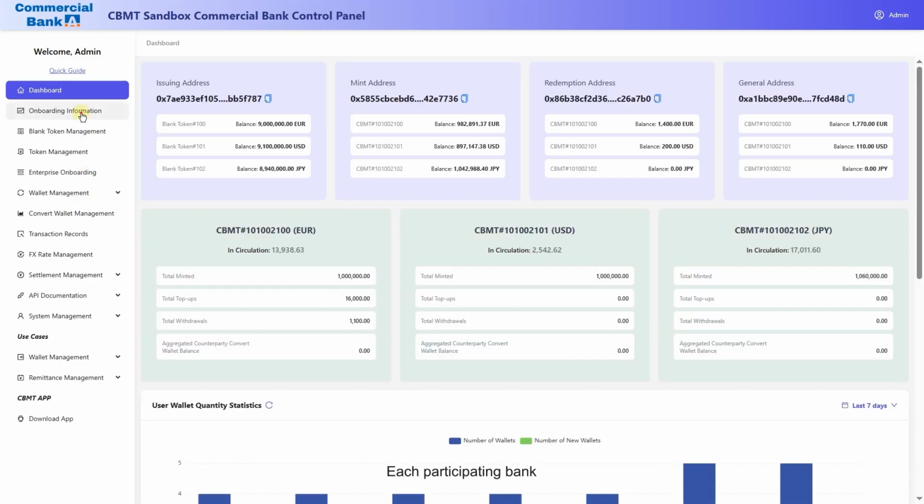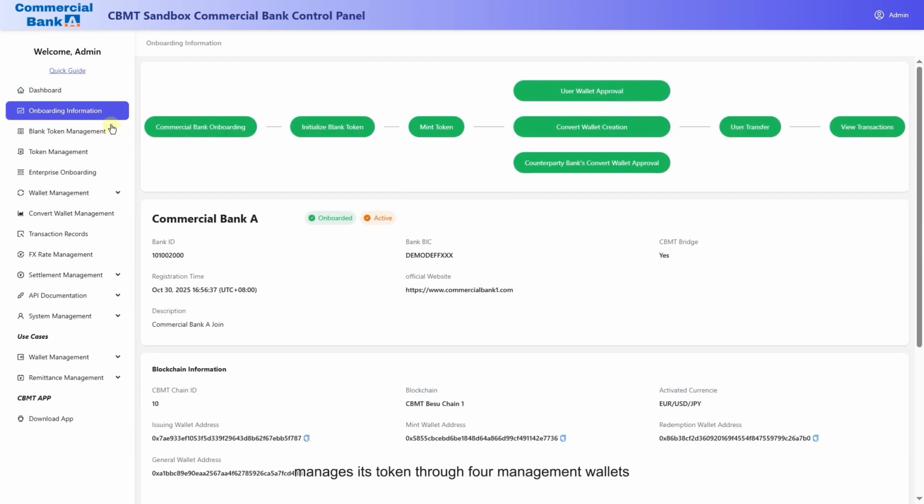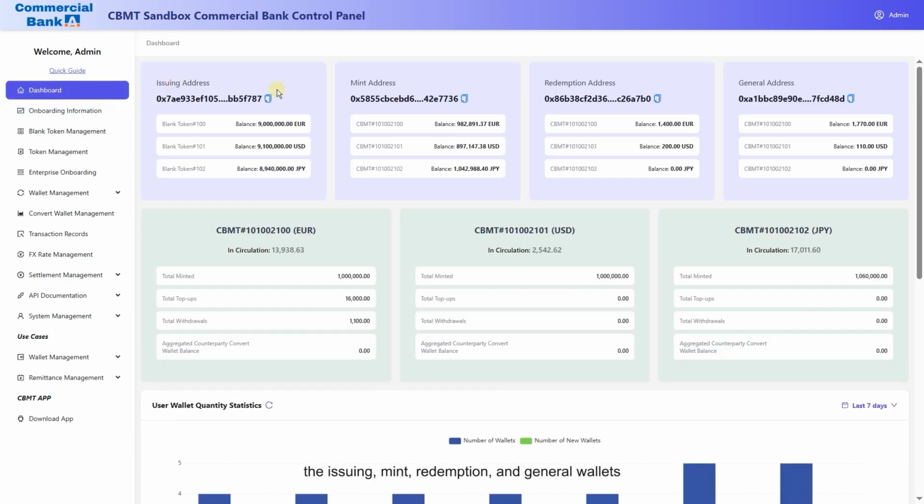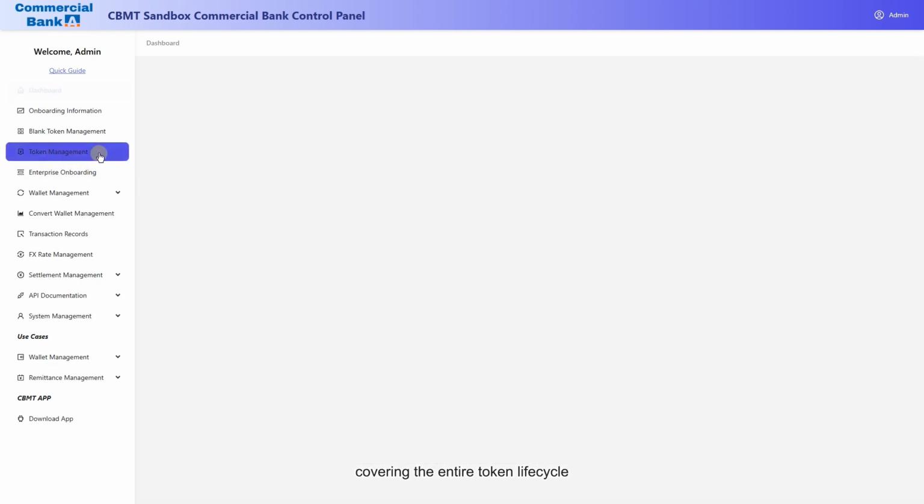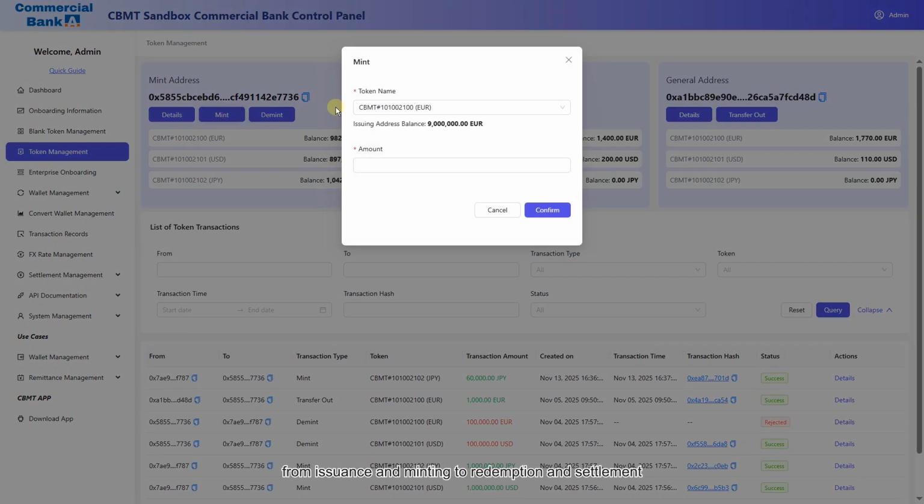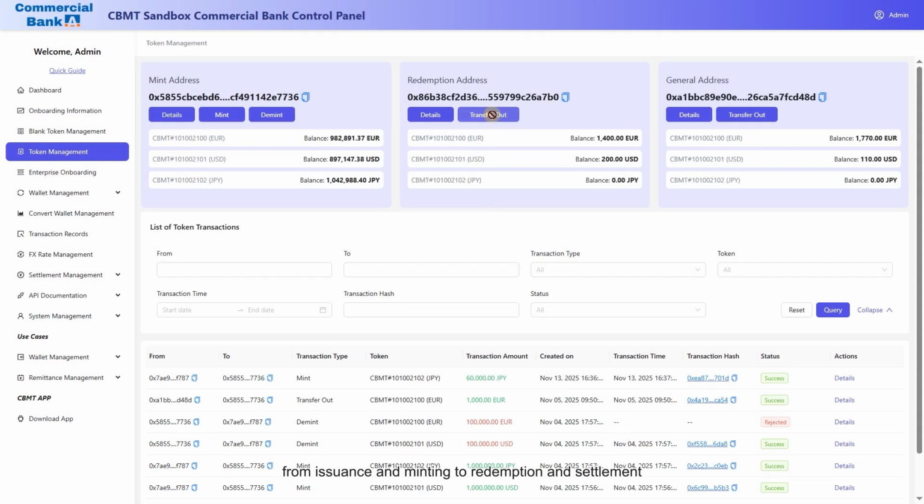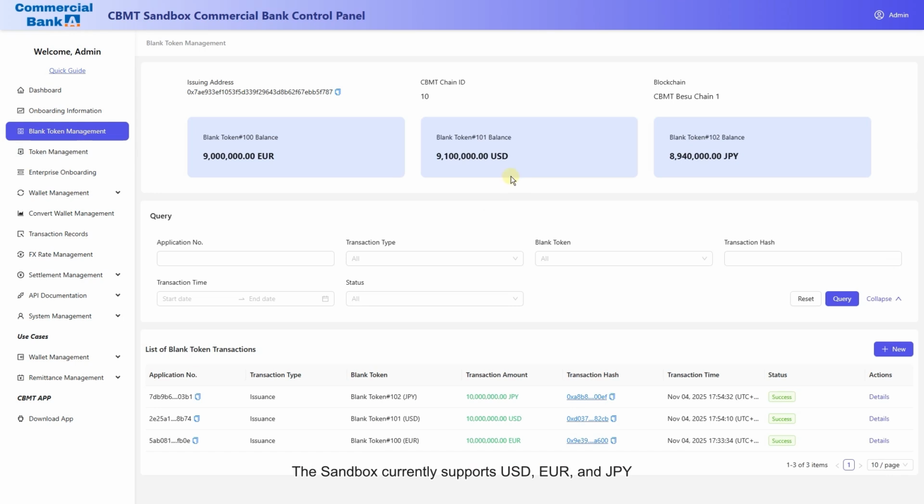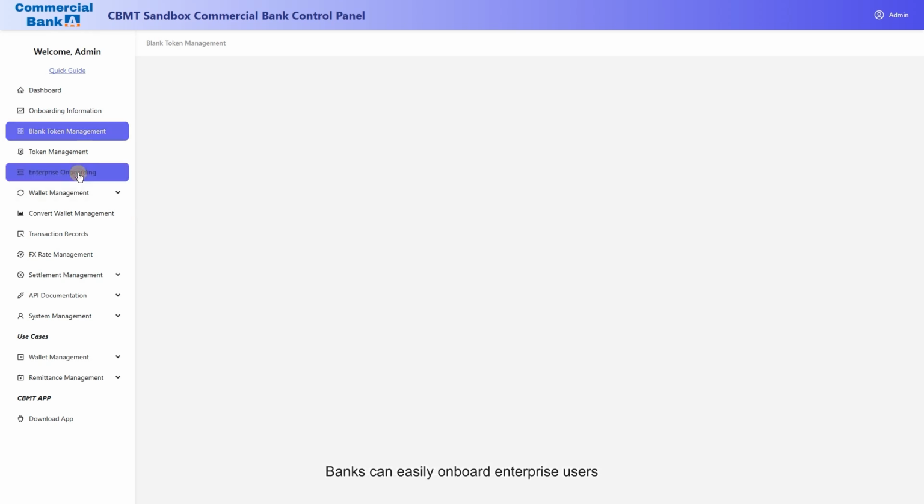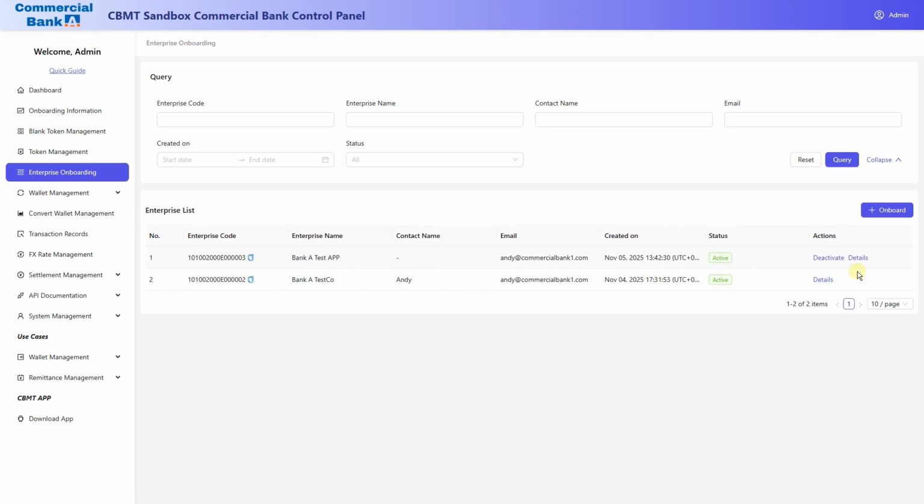Each participating bank manages its token through four management wallets: the issuing, mint, redemption, and general wallets, covering the entire token lifecycle, from issuance and minting to redemption and settlement. The sandbox currently supports US dollar, euro, and Japanese yen, and can be expanded to include other currencies as required by the CBMT Working Group. Banks can easily onboard enterprise users.